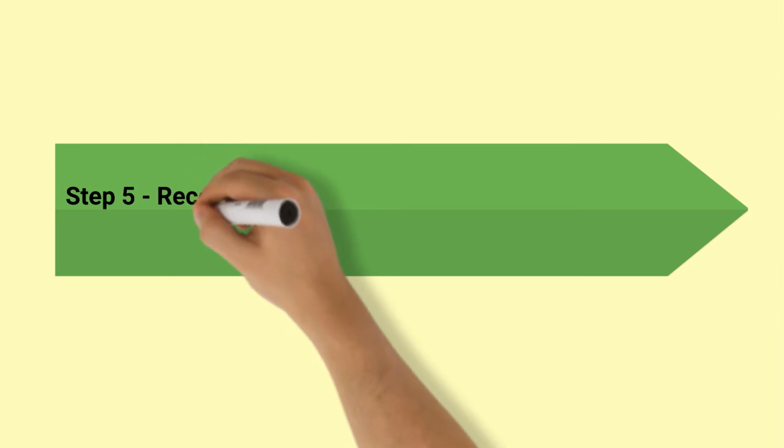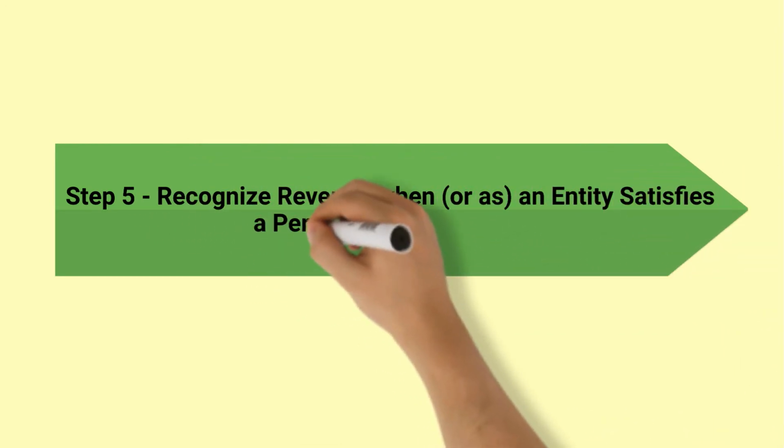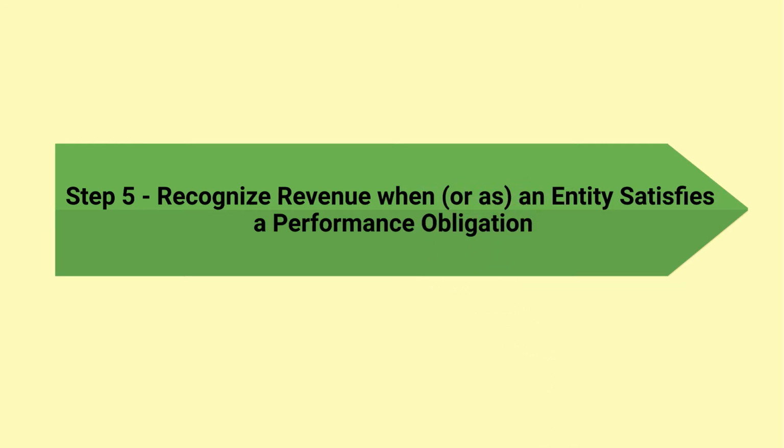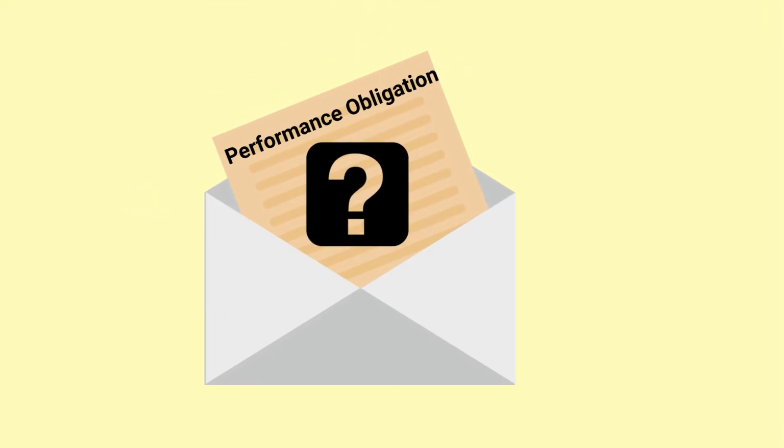In this episode, we will go through Step 5, the last step of the revenue recognition model, recognizing revenue when or as an entity satisfies a performance obligation. First, we have to identify when exactly a performance obligation is satisfied.